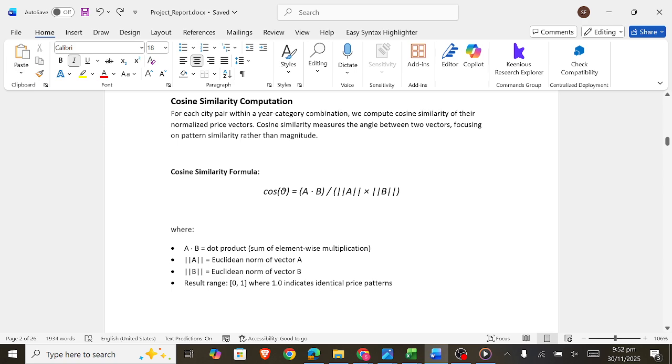Cosine similarity. We compute the similarity between cities using this formula. This measures the angle between price vectors. A value of 1 means identical patterns while 0 means completely different.